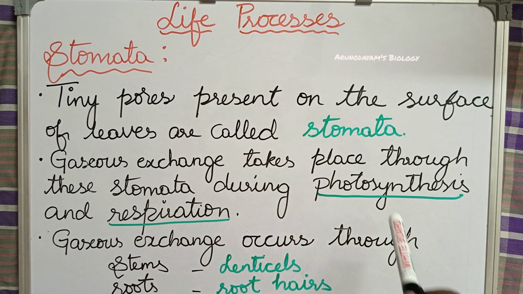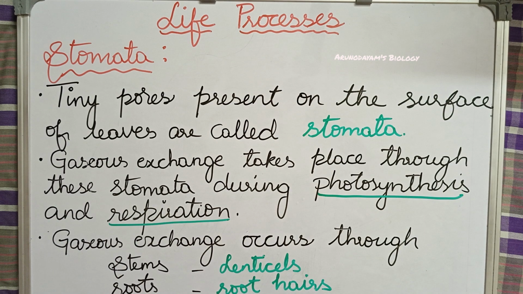So we know that during photosynthesis plants have to take carbon dioxide from the atmosphere and release oxygen, which is produced as a byproduct of photosynthesis, to the outside. So here carbon dioxide has to enter the plant and oxygen has to leave the plant. Both these gases are exchanged through stomata only during photosynthesis, and also during respiration plants have to take oxygen and release carbon dioxide. This exchange also takes place through stomata only. So in plants, gaseous exchange takes place through stomata.